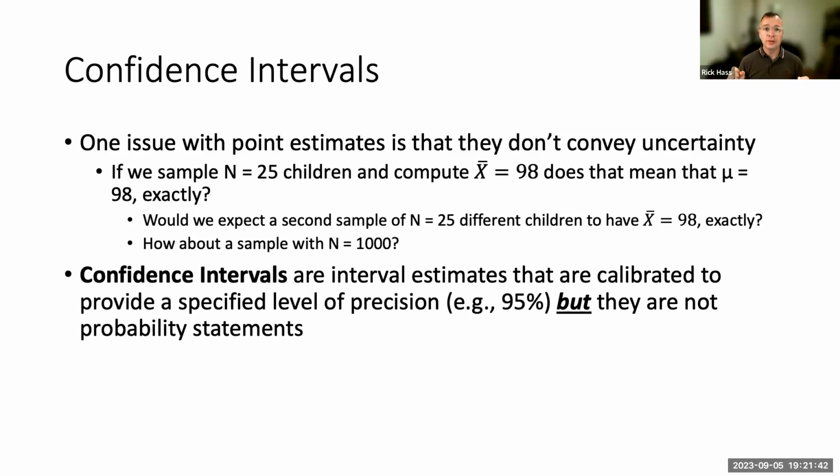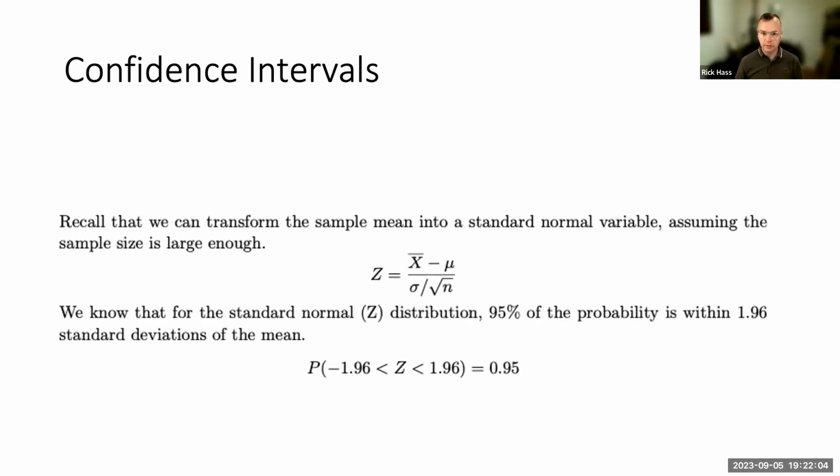Confidence intervals are really great, but they have suffered throughout the ages from people not understanding how to interpret them. They are not probability statements. They're intervals that are calibrated to have a certain amount of precision based on probability, but they themselves are not probability statements.